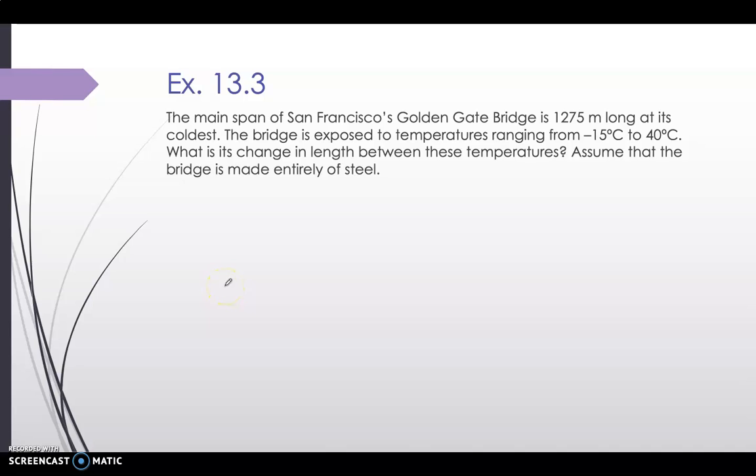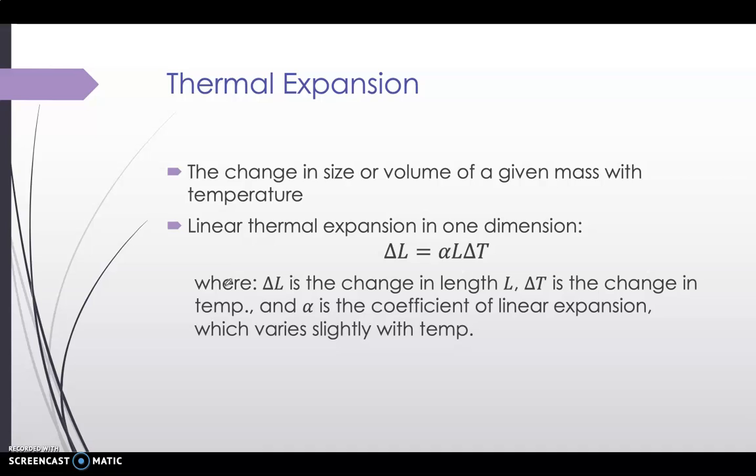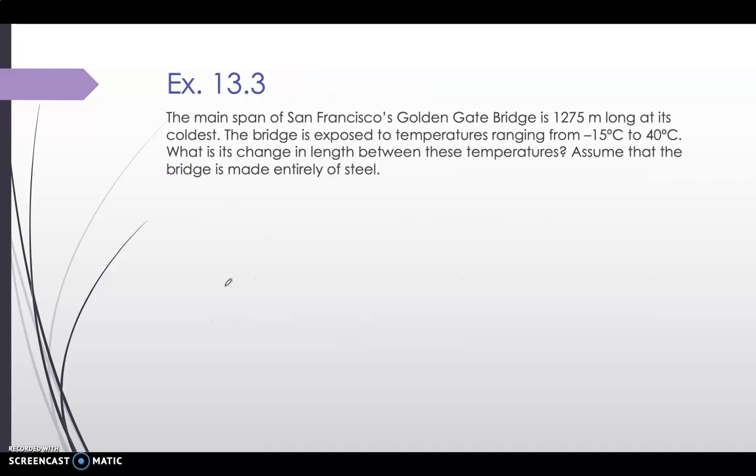So we were just talking about thermal expansion in one dimension. So we're going to go ahead and do an example on that. Example 13.3 states the main span of San Francisco's Golden Gate Bridge is 1,275 meters long at its coldest. The bridge is exposed to temperatures ranging from negative 15 degrees Celsius to 40 degrees Celsius. What is the change in length between these temperatures? Assume that the bridge is made entirely of steel.